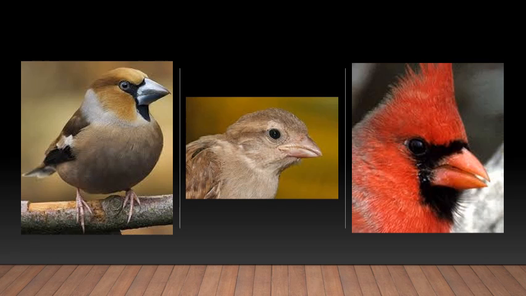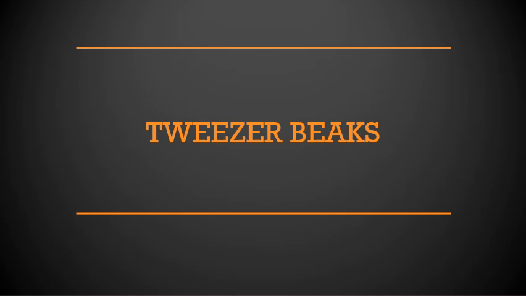Now these birds have conical beaks and it helps them to eat the nuts and seeds. Next one is tweezer beaks. Tweezers means it is like a plucker.